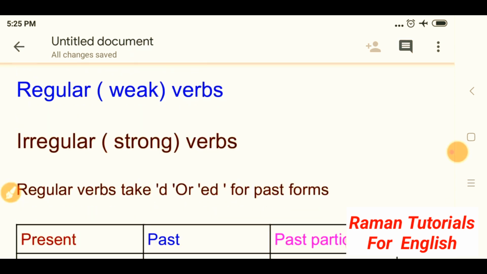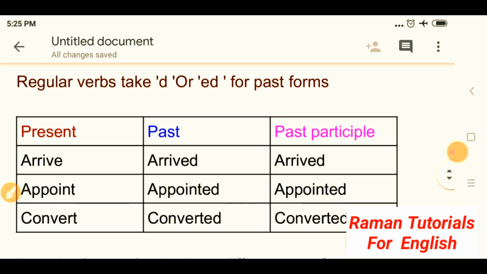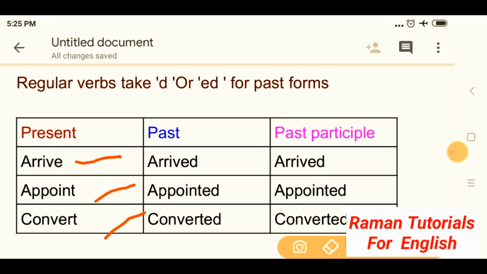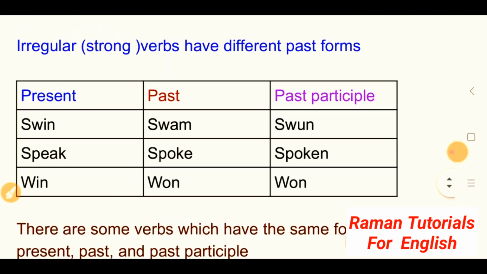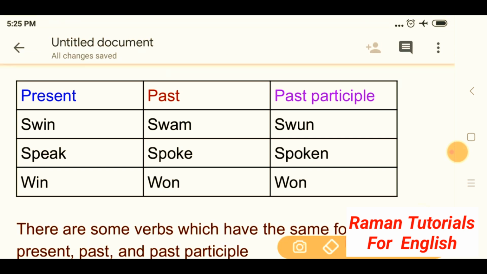Okay. So here, see, arrive, arrived. Appoint, appointed. Convert, converted. So in order to change regular verbs to the past tense, you can use D or ED. Yes. And next, irregular verbs. An irregular verb is a verb that when conjugated does not follow a regular pattern in the past tense or past participle conjugations. Example, you can see here, swim.